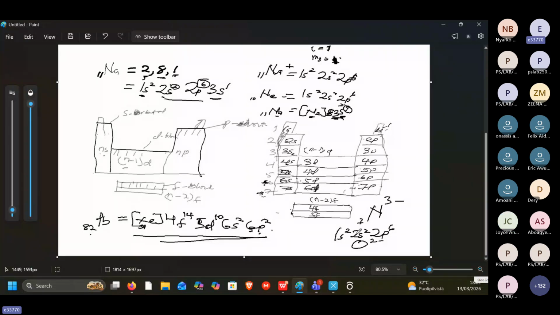O minus 2 has 10 electrons, also 10. So it will have the same 1s2 2s2 2p6 electronic configuration. Is that correct? Yes, sir.